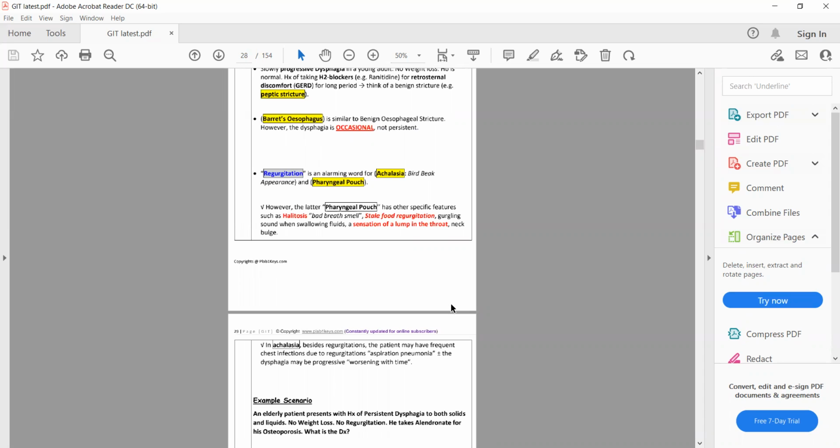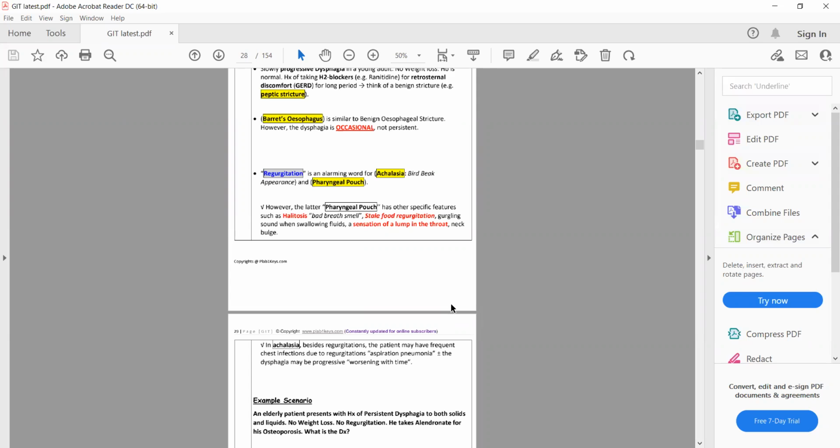Can anyone read this example scenario at the bottom of the page? An elderly patient presents with history of persistent dysphagia to both solids and liquids, no weight loss, no regurgitation. He takes alendronate for his osteoporosis. What is the diagnosis? So a patient with persistent dysphagia for both solids and liquids. What is the diagnosis? Achalasia?